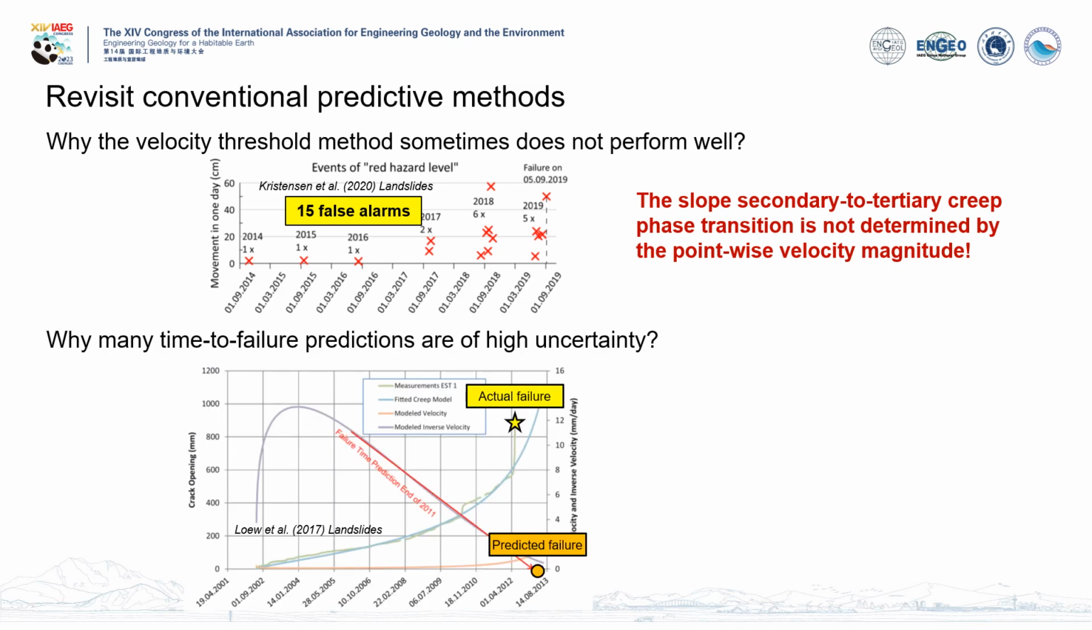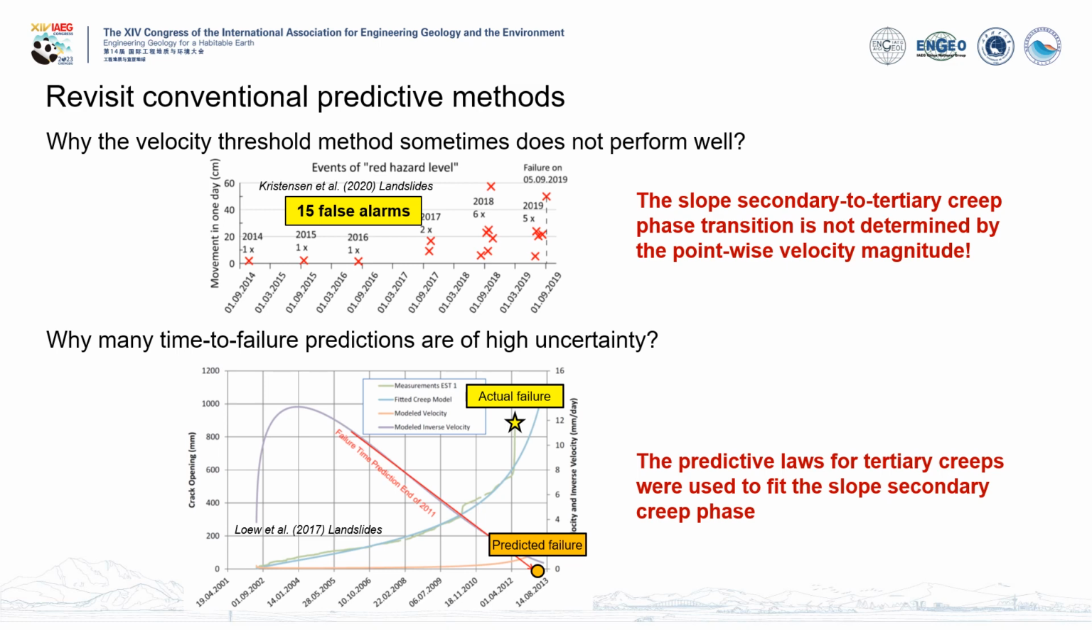Now let's also revisit some of the previous time to failure analysis. We can now realize that these predictions are not physically justified because Voight's law that governs the tertiary creep was used to fit the secondary creep phase. Of course, it won't give relevant predictions.